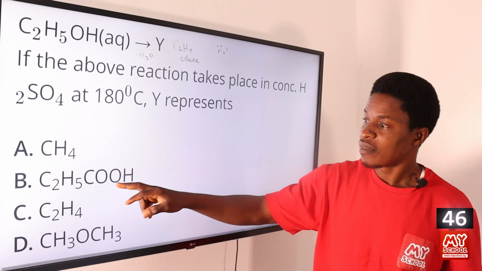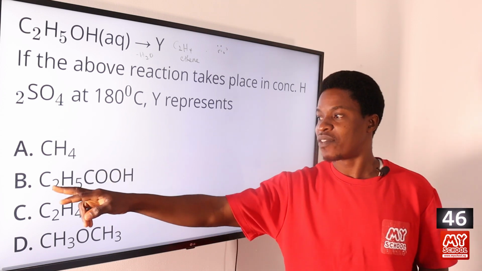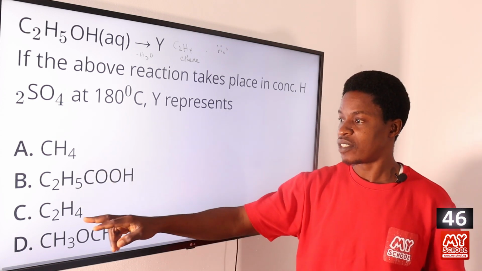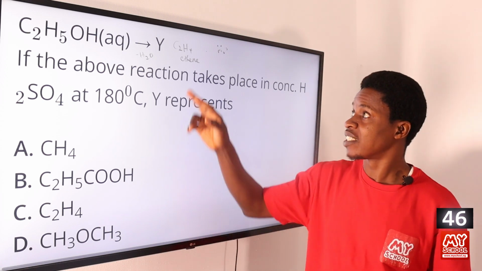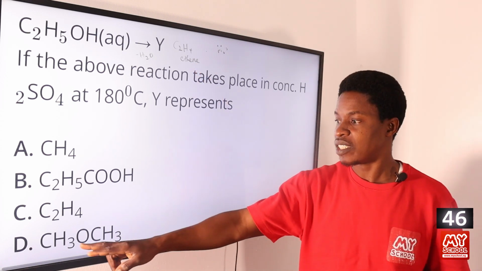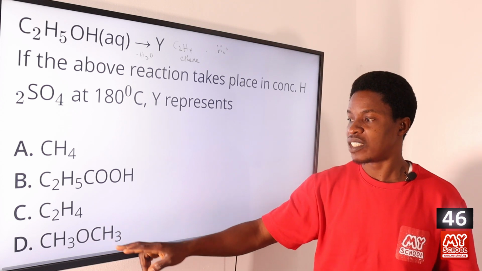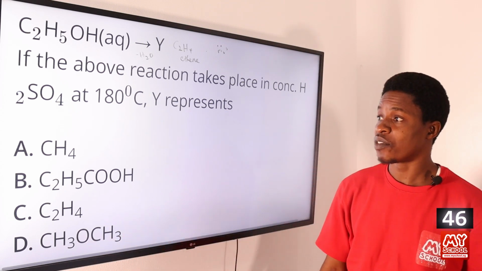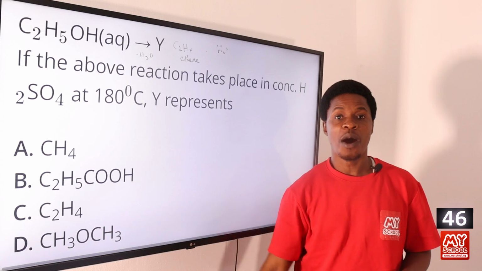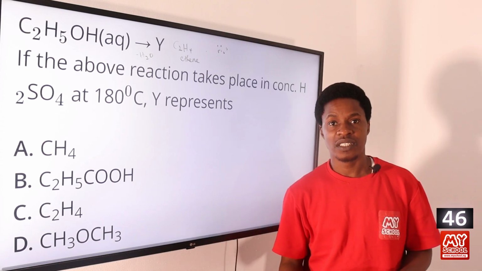This is your propanoic acid. Okay, we have 3 carbon atoms. That is not correct. Option C says C2H4. Yes, that is our ethene. Yes, that is correct. Option D says CH3OCH3. That's methane. Okay, so that's not correct. So the correct answer is option C, C2H4.